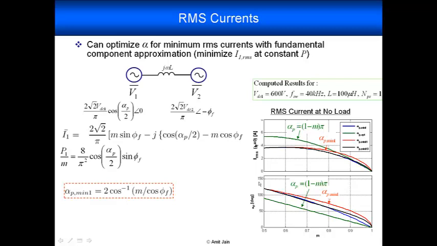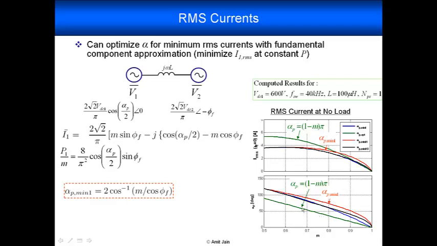An illustration of this minimization of the RMS current is shown for a specific design in these two plots here. So we have different ways we can choose the value of alpha p, and here I've plotted 4 different ways that you might choose alpha p and see its effect on the RMS current. And this is being plotted for the no load condition. So at no load, what is the RMS current in the transformer for different choices of duty cycle.